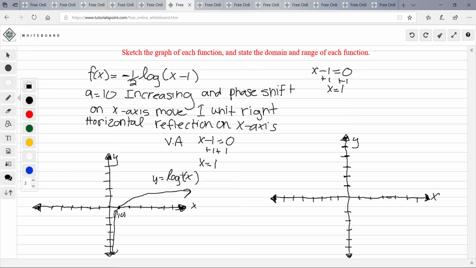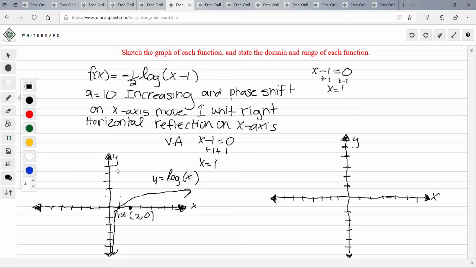For x minus 1, there's a phase shift of one unit to the right, so the x-intercept is not going to be 1. We move one unit to the right, so it was here, now it's here, so this is going to be 2 comma 0. Then you can draw your vertical asymptote right here. So our vertical asymptote is x equals 1.